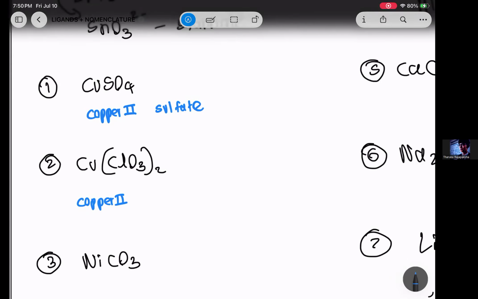What is the ClO3 minus? ClO3 minus is what? Chlorate, right? ClO3 minus is going to be chlorate. So this is going to be chlorate. Copper 2 chlorate.